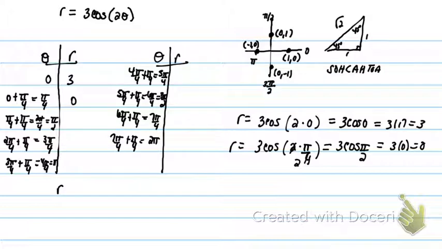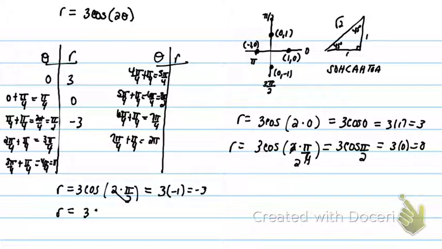All right, let's plug in the next one, which is the pi over 2. So we'll have 3 times the cosine of 2 times pi over 2. So that'll cancel. So we're looking at what? Cosine of pi? What's cosine at pi, guys? -1, so you get -3. Make sense?